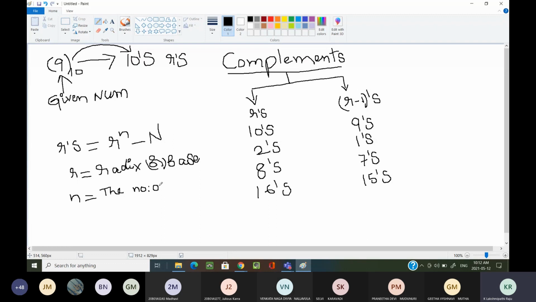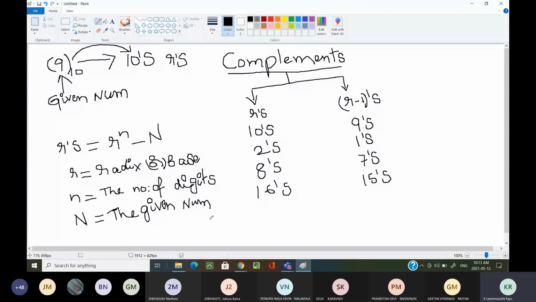I hope you are writing down the running notes. Small n is the number of digits that are present in the given number. Now, capital N is nothing but the given number.